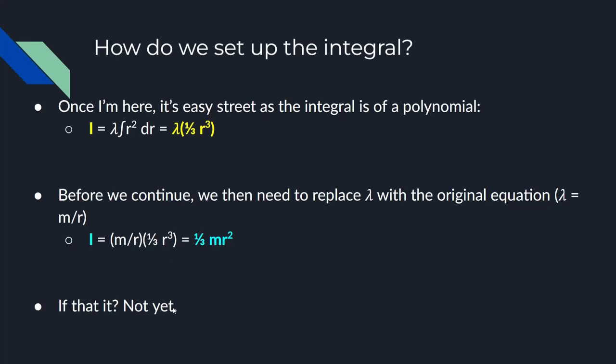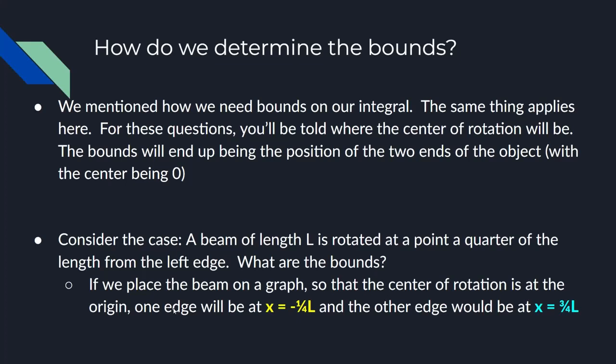Now, is that it? Not yet, actually. There's something I forgot to mention: how are we going to deal with bounds? For the most part, they're going to tell you where the object is rotating, and that's something you're going to have to keep in mind: where is this object rotating from? And that is going to give us our bounds. One thing to keep in mind is that the center of rotation is going to be considered 0. Then we're going to have to find out where the two ends of our object are, in this case, let's assume that it's a rod, relative to the center of rotation being 0.